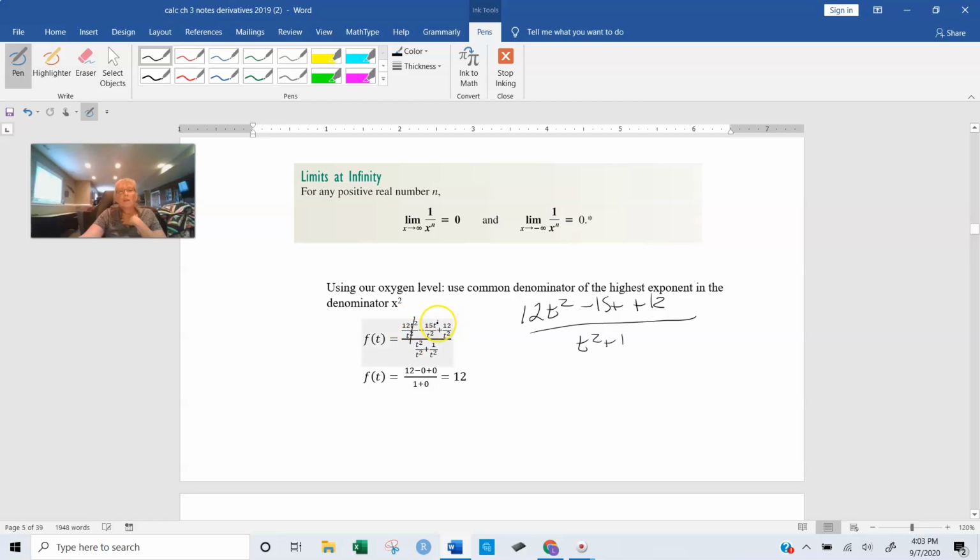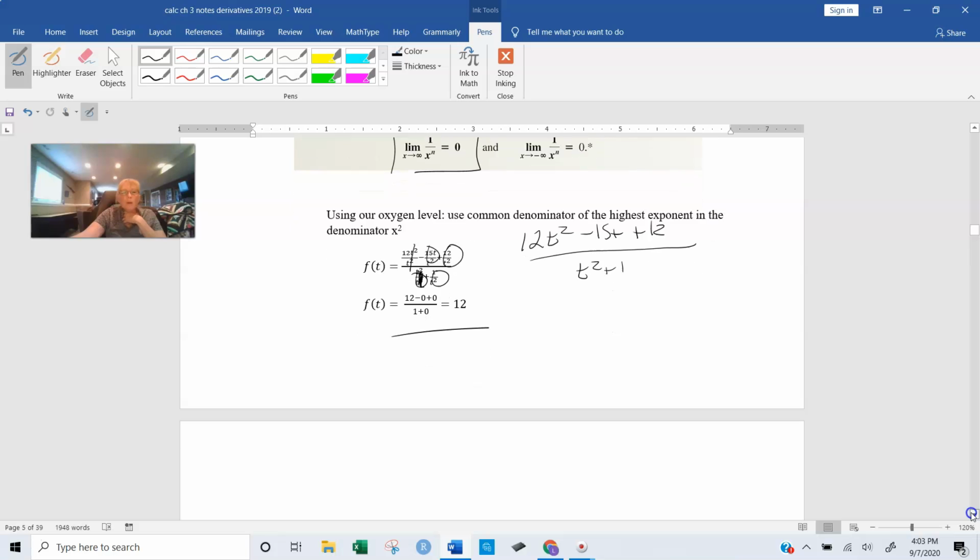This is 1 over t, t squared, t squared, t squared. So we're using this here rule right here. So as we plug it in, the limit of this guy is 0. The limit of this one is 0. The limit of this one is 0. And the limit of this one, I'm sorry, this is 1. And the limit of this one is 0. So we get 12 is our limit.